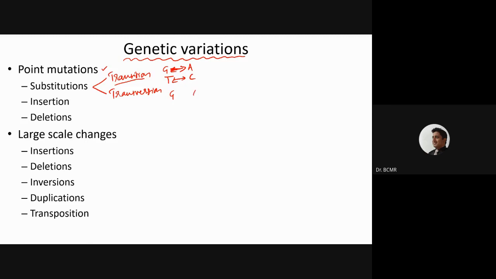Transversion is when you have a purine replaced with a pyrimidine, or a pyrimidine replaced with a purine. Those kinds of substitutions come under transversion. There could also be insertions. Here, when we say insertions, we are talking about small scale, 1 or 2 bases or 3 bases, something like that. Same is the case with deletions.